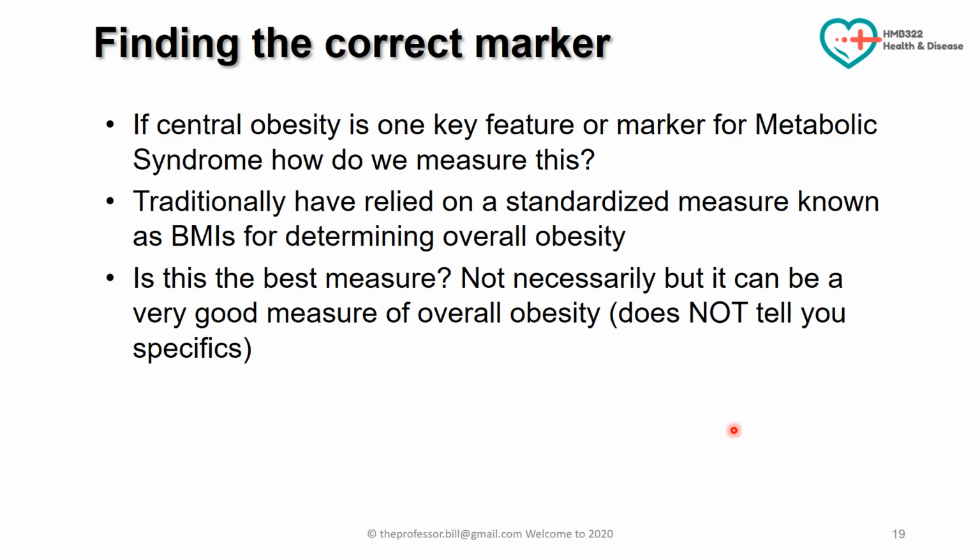So this central adiposity or central obesity is one of the key features or the markers for metabolic syndrome. Technically, we measure this in standardized ways, and we use these standardized measurements like BMI, this body mass index, easy to assess. All you need to do is measure someone's height, measure their weight. It's a simple measurement, but it's not a good measurement. Even the waist circumference is not a good measurement, and we need to rethink this.